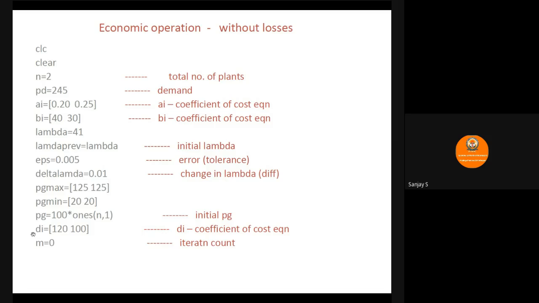Then di is given as 120 and 100, which is another coefficient of the cost equation. For plant 1 it is 120, for plant 2 it is 100. Then the iteration is carried out here. The initialization of the iteration is done, which is m is equal to 0. M defines the iteration count. So far we have just accepted the input. We have just declared the input data for the given problem.